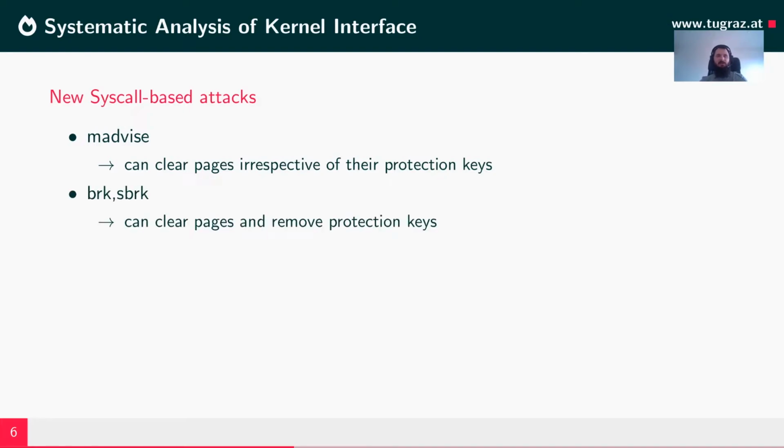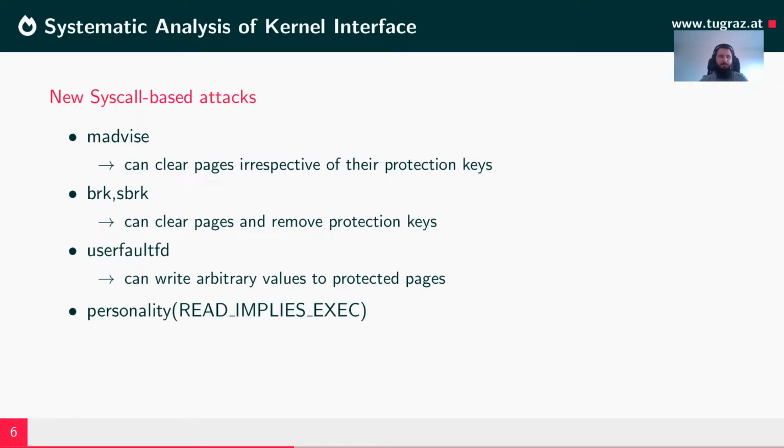Brk and sbrk, typically used for managing heap memory, can be used to clear pages and even remove protection keys. Userfaultfd can be used to handle page faults in user space, but it allows to write arbitrary values to protected memory pages. The personality syscall can be used to make future mappings executable, which negates the write XOR execute policy for PKU sandboxes. Also, core dumps can cause information leakage for PKU sandboxes. In the paper, we describe many more pitfalls.